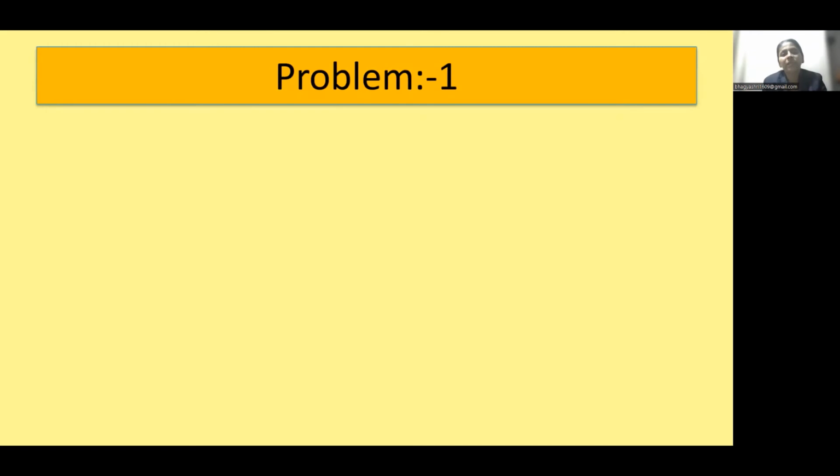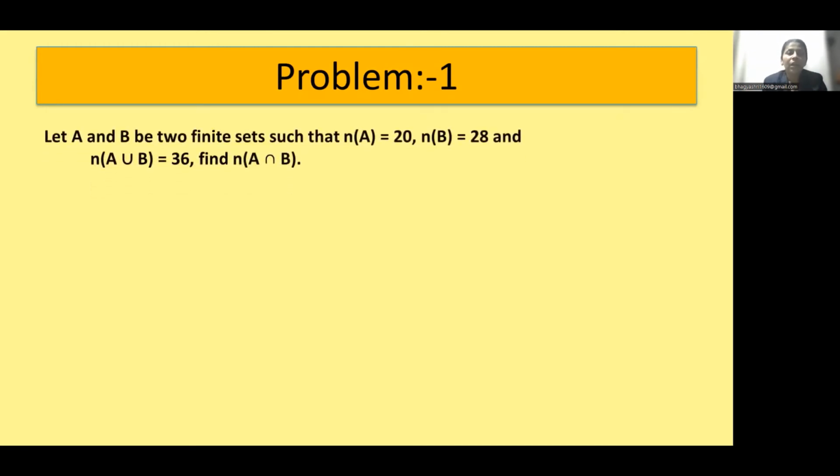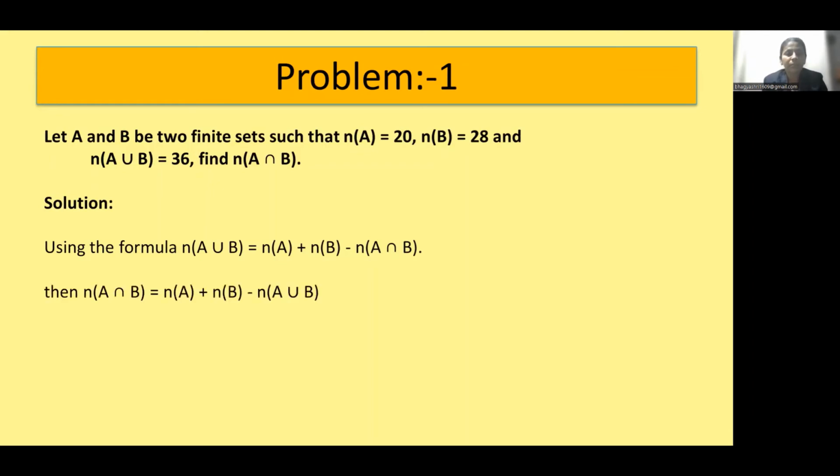Now we see some examples. First example is, let A and B be two finite sets such that n of A is equal to 20, n of B is equal to 28, and n of A union B is equal to 36. Find n of A intersection B. Now we use here the law of cardinality. Using the formula n of A union B is equal to n of A plus n of B minus n of A intersection B, by putting all the values, we get n of A intersection B is equal to 48 minus 36, which is equal to 12.